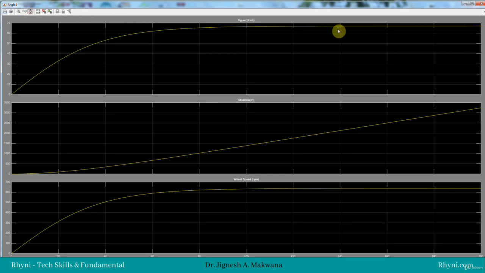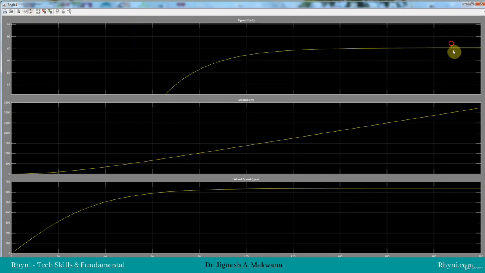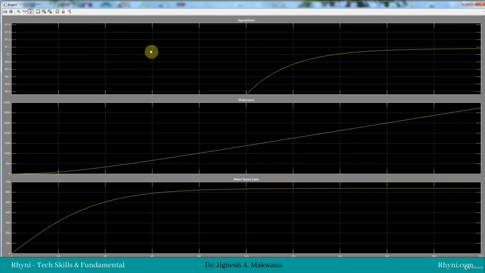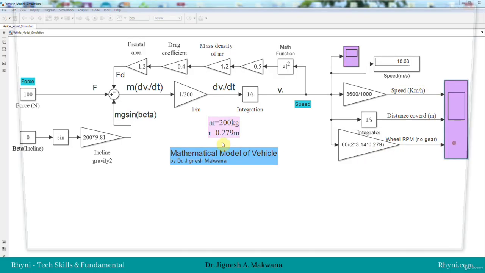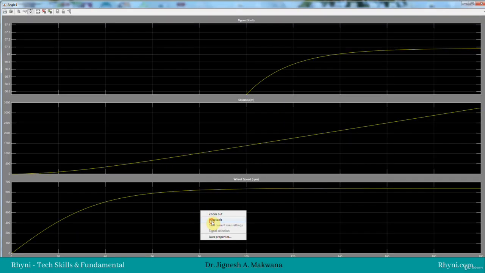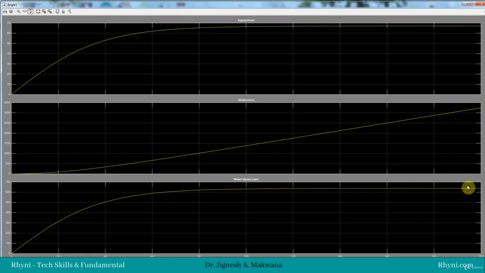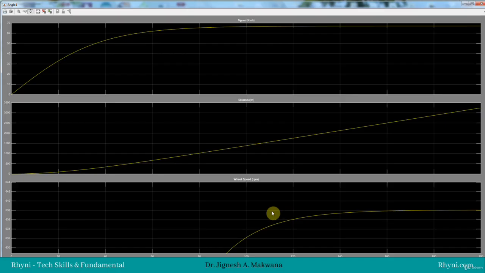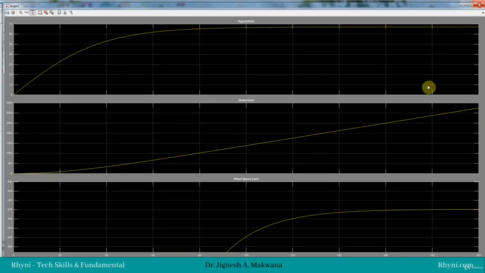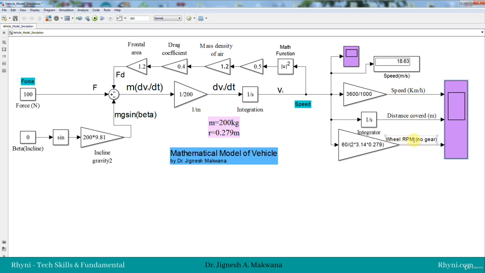So if you observe the speed in kilometer per hour, you can see around 67 kilometer per hour is the final speed, the maximum steady state speed. And this is the wheel RPM. We can say wheel RPM also by considering the gear ratio 1, or we can say the gearless drive. So 638 RPM, revolutions per minute.